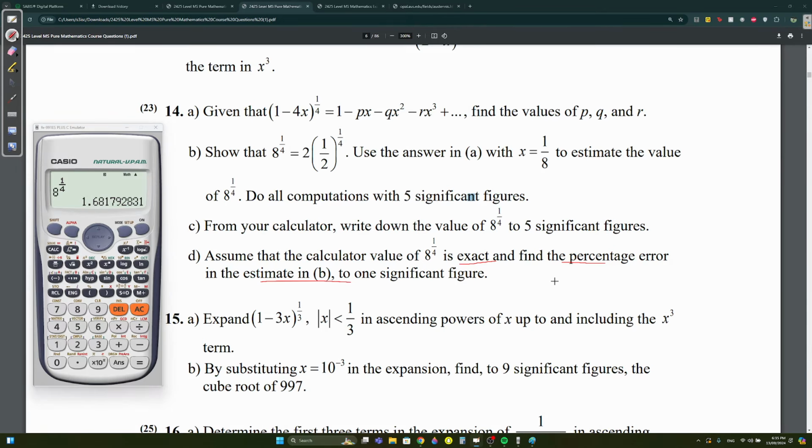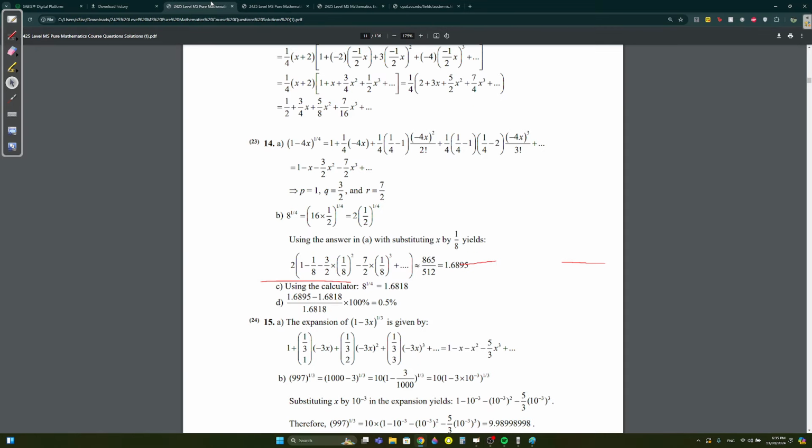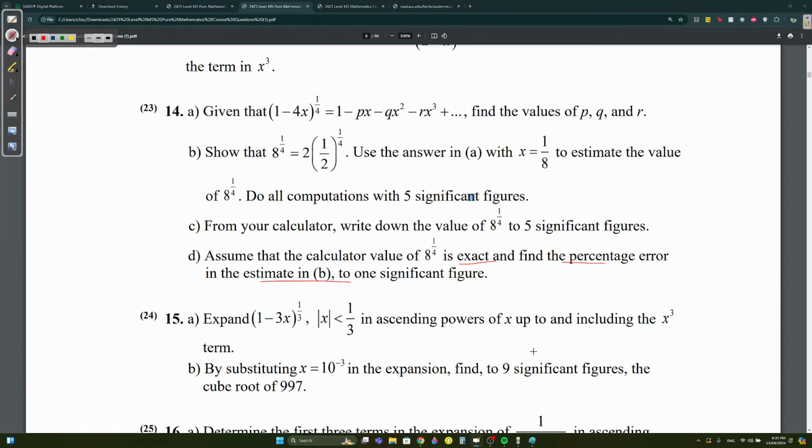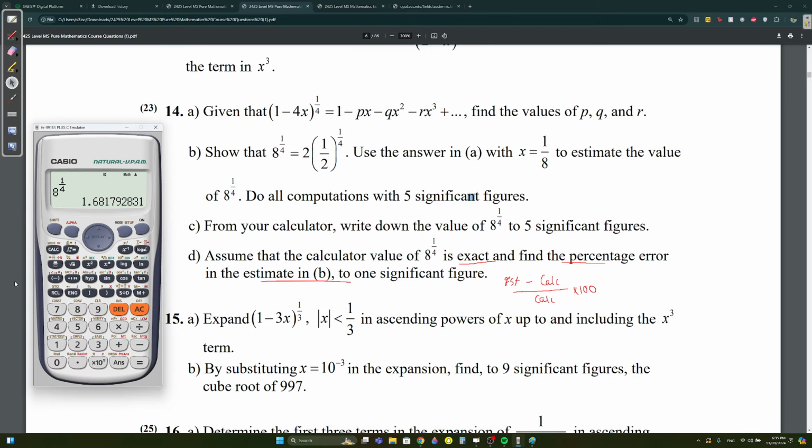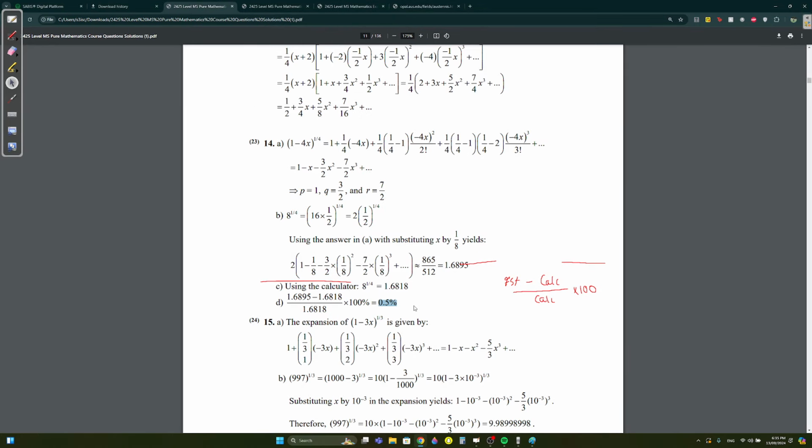To find percentage error, I think it's original minus new divided by original. So you do estimated minus calculated, divided by calculated, and since this is a percentage, times 100. So it's 1.6895 minus 1.6818, divided by 1.6818, times 100. To 1 significant figure, 0.5%. Yes. Okay.